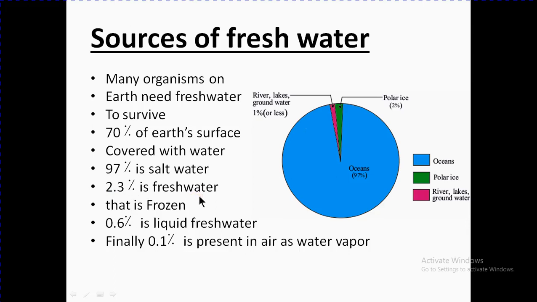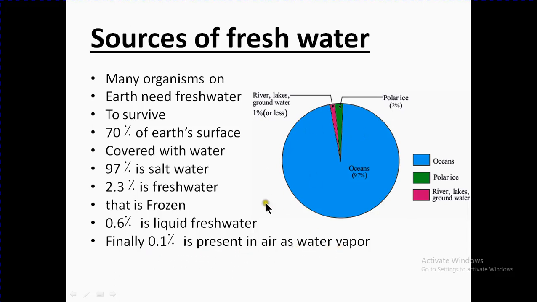2.3% is fresh water that is frozen. Where is it frozen? In polar ice. So you can say that 2.3%, almost 2%, is present in frozen form as ice. 0.6% is liquid fresh water. Only this is the liquid fresh water that is present in the form of rivers, lakes, and groundwater. Finally, 0.1% is present in the air as water vapors.